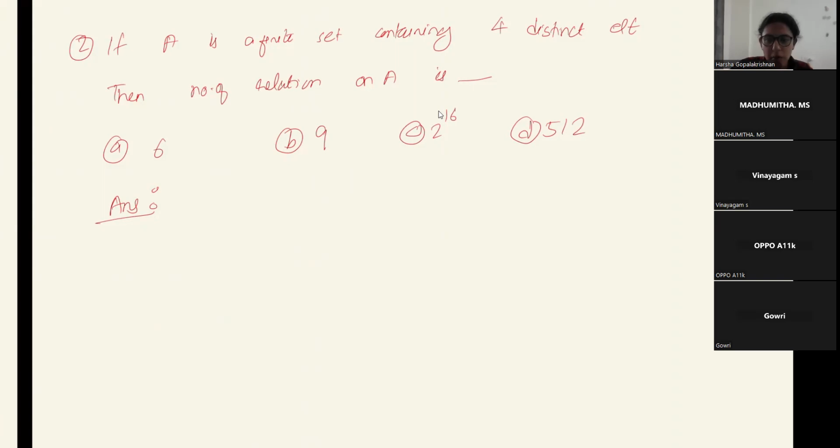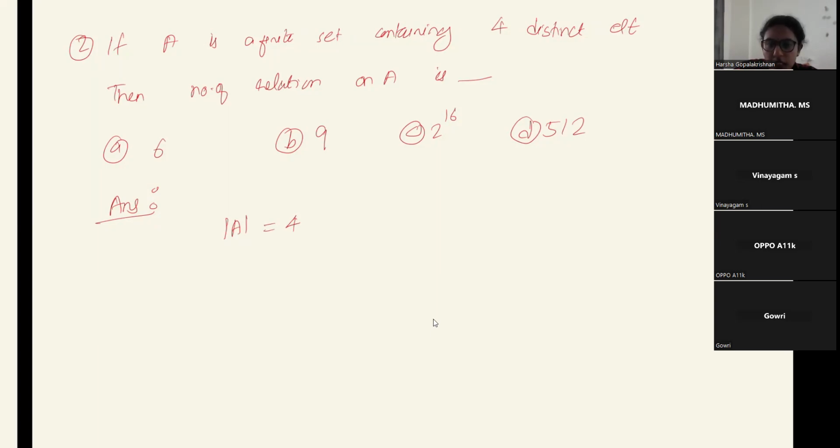Okay, so let's go to the problem. So given that the cardinality of A is 4. What is the definition of a relation? 2 to the power of 16. Yeah, option C. This is the correct answer.